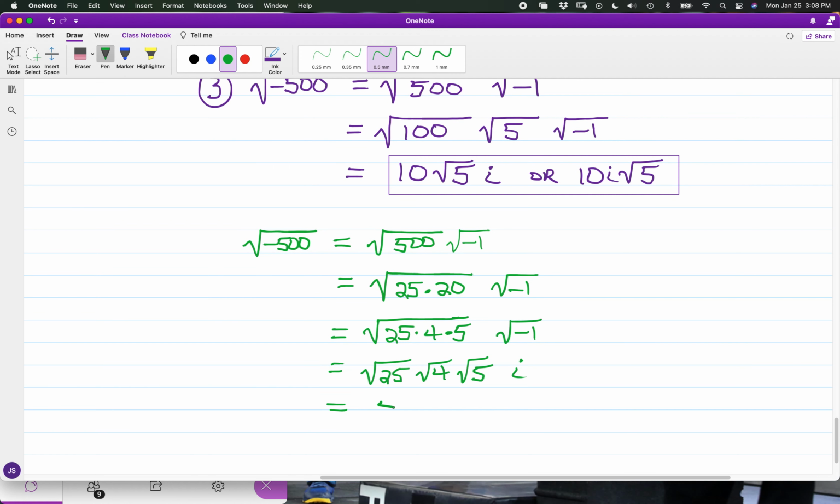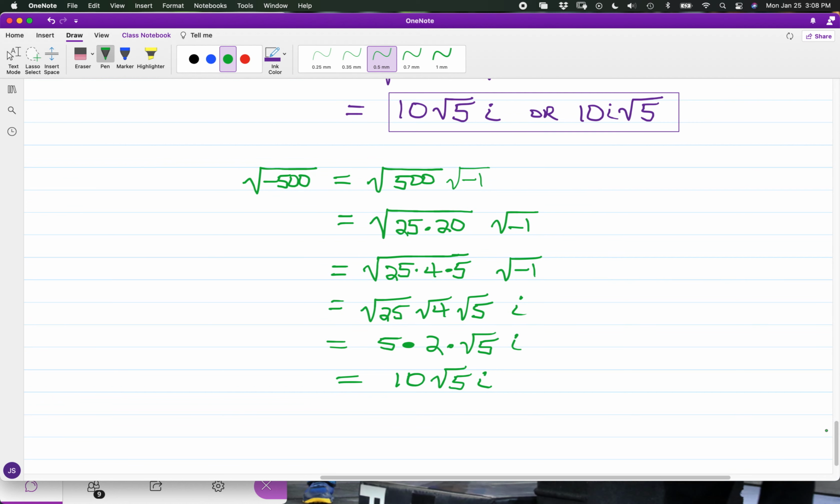The square root of 25 is 5. The square root of 4 is 2. We've got the square root of 5. And you still come out to the same result: 10 square root of 5 times i, or 10i times the square root of 5. So if you don't start out with the highest divisible perfect square, but the next highest, it can still reduce and still come to the final destination. A little longer pathway, but still another correct pathway.